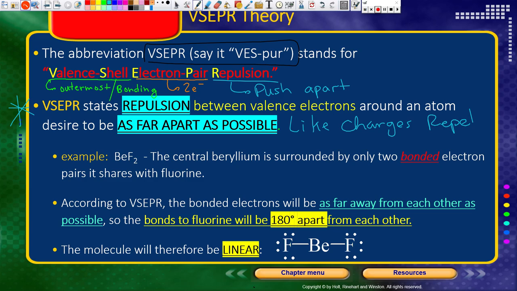Okay. So again, according to VSEPR, the bonded electrons will be as far apart from each other as possible. So the fluorines, let's look at the fluorines. And I'm going to come off of this page. Does anybody have that? Because I want to show you something. Very good. If not, I'll come back to this in just a second.